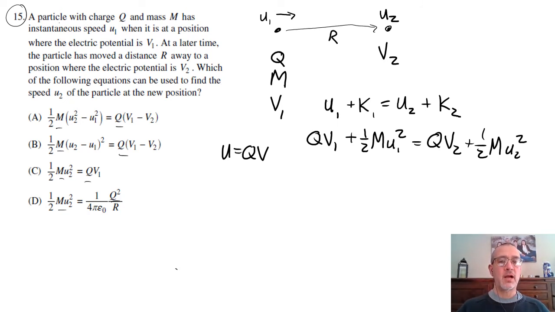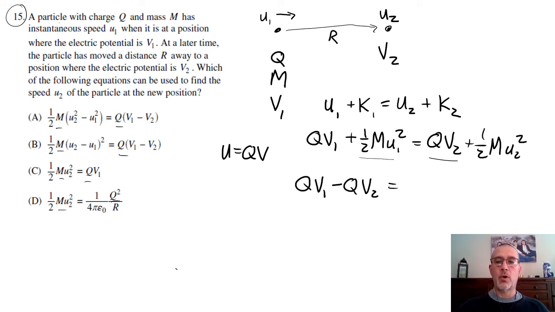But we also see U2 minus U1. So I'm going to actually go backwards on these, and I'm going to subtract QV2 from both sides, and I'm going to subtract 1/2 MU1 squared from both sides. So that means that I'm going to have QV1 minus QV2 equals 1/2 MU2 squared, oh sorry, that's U2 over here on the right, minus 1/2 MU1 squared. So I subtracted this and brought it over here, and I subtracted this one and brought it over to the left.